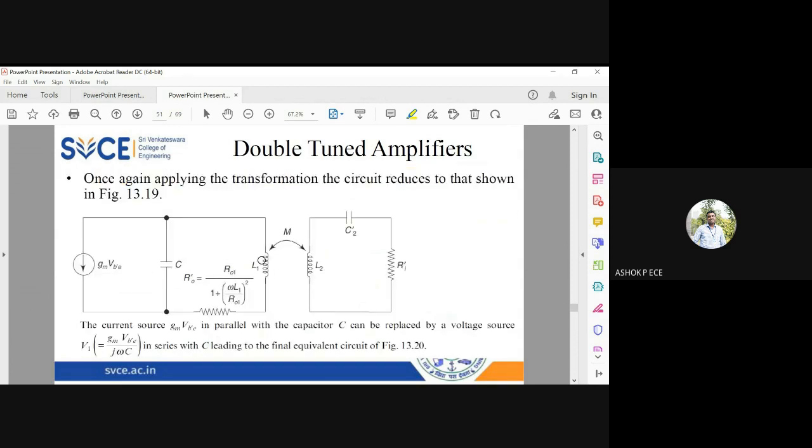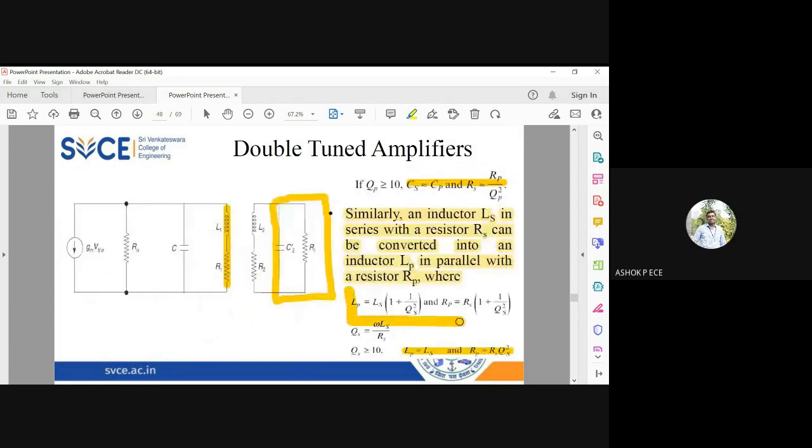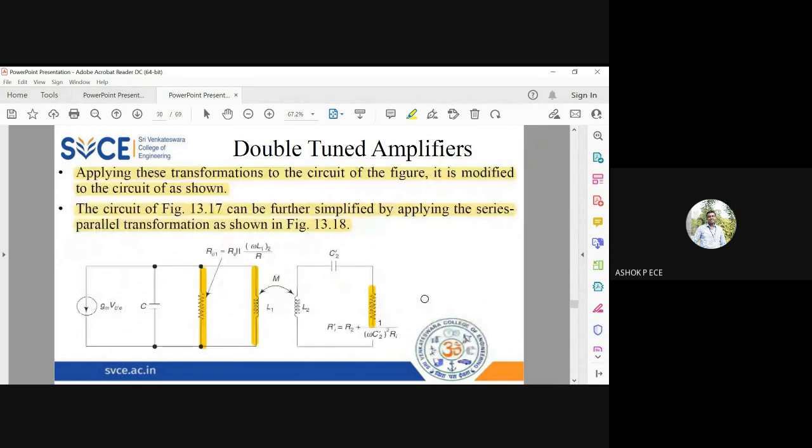Okay. So see here, applying the same transformation formula, this L1 R1 in parallel has become L1 R1 in series. And again, what formula will we be using? You have to use this formula: LP equal to LS into, RP equal to RS into. So if you use RL, use this formula. If you are going to use RC, you have to use this formula. The formula is already given to you, so use that formula and try to reduce your circuit.